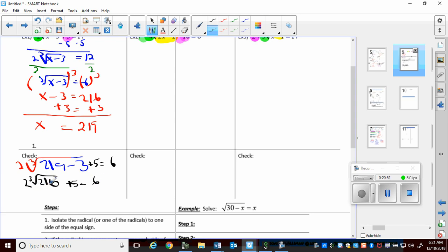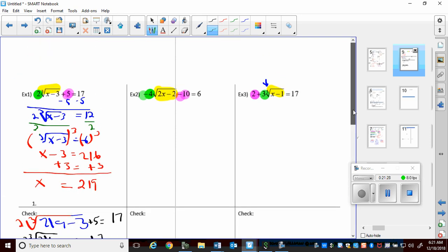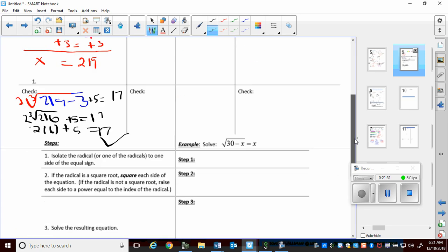Well, 2 times the cube root of this, which is 2 times 6. Let's make sure I did that right. Over here, oh, it's 17 on the right side, sorry. So make that correction, 17. So 2 times 6 plus 5 equals 17. And it's true, and it checks out, so it works. Okay? You can do example 2 and example 3 on your own.